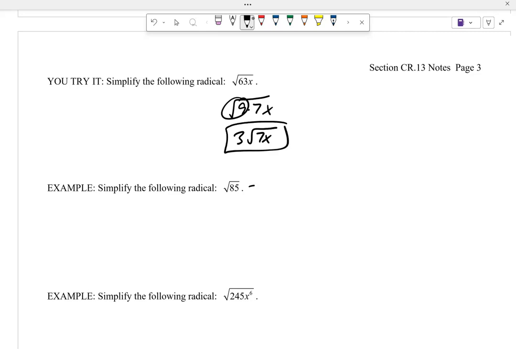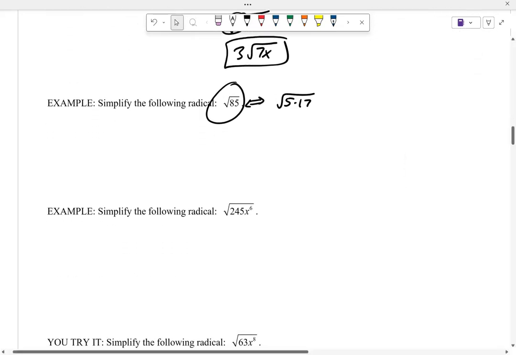85 ends in 5, so I know 5 times 17. The problem is those are both prime numbers. I don't have two of a kind, so I'm just stuck with the square root of 85. I can't simplify any further than that.